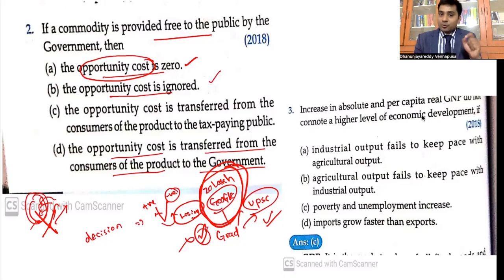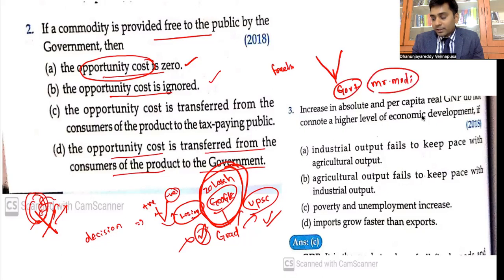So if a commodity is provided freely to the public by the government, then what happens? Which means something is provided freely to the public. Who is providing? Government is providing. Which means say Mr. Modi is providing it. However, Modi cannot take it from his pocket. This is the thing. He has to take this free goods from the public's pocket itself. So someone should pay for others to get this for free, which means government collects taxes and it is distributing for the people.